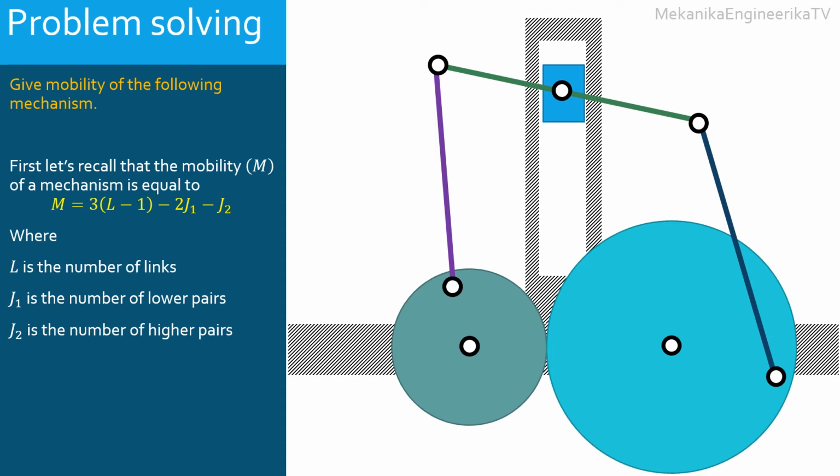Here the mechanism is made of 7 links: the ground, the slider C, 3 bars, and 2 gears. Thus, L is equal to 7.